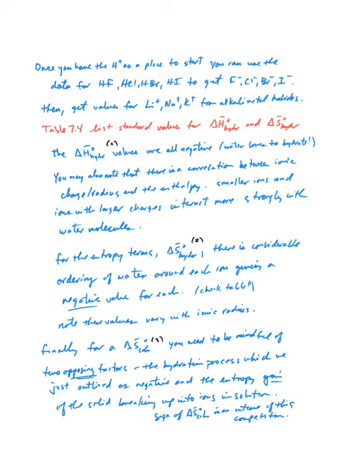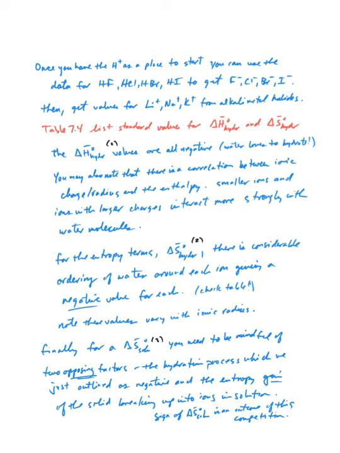The delta H of hydration values are all negative. Water loves to hydrate ions, right? You may also note that there's a correlation between ionic charge and the radius, and the enthalpy. Smaller ions and ions with larger charges interact more strongly with water molecules, just like we talked about earlier when we were discussing the hydration sphere.